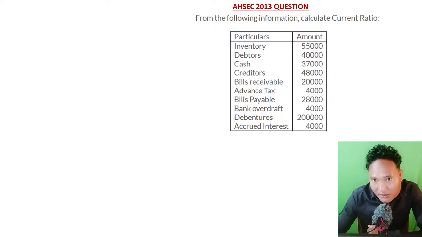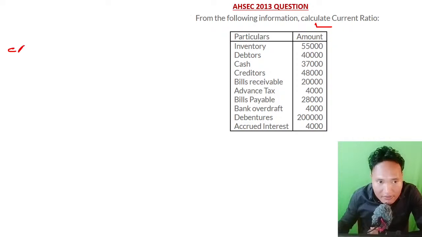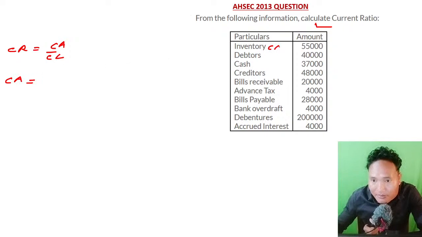Now let us solve the new questions. This question was asked in the year 2013. From the following information, you are asked to find the current ratio. As we know, the formula for current ratio is equal to current asset by current liabilities. Now we need to understand what are the various items that include in current asset. We know that inventory is a current asset, debtors is a current asset, cash is a current asset, creditors is a current liability, bills receivable is a current asset, advance tax paid is a current asset, bills payable is a current liability, bank overdraft is a current liability, debenture does not include, and accrued interest is a current asset. So these are the items that you have to place under current asset.